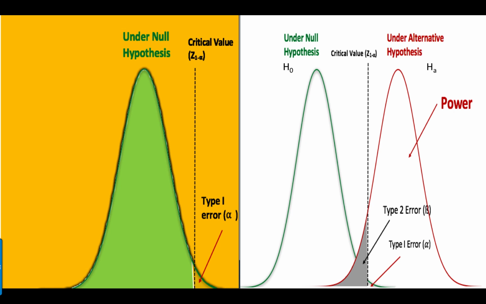The graph on the right shows the scenario under alternative distribution. Power is the area under the curve to the right of the critical value. It is 1 minus beta. And beta is your type 2 error. That is, basically you fail to reject the null hypothesis when it is false. Remember that either the null is true or alternative hypothesis is true. They both cannot be true at the same time.